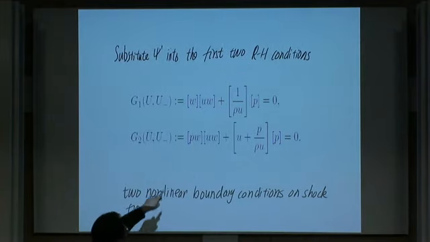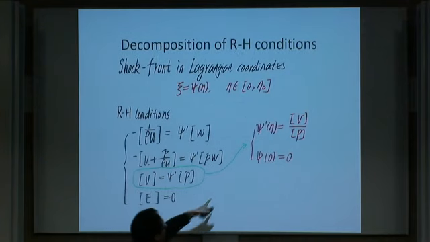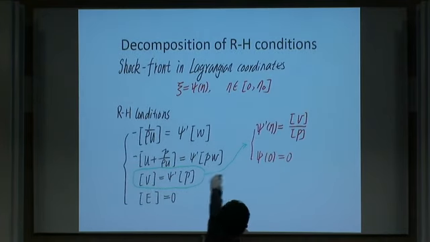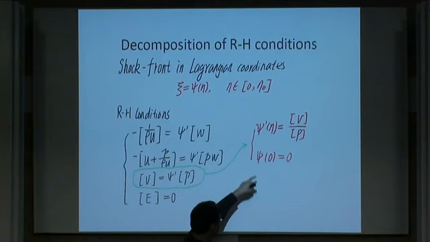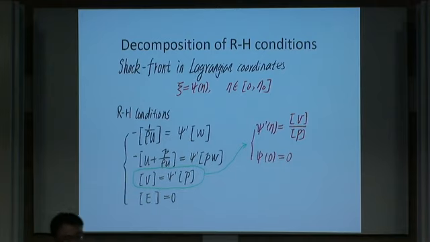Now we substitute psi prime into the first two H conditions. We get these nonlinear boundary conditions, okay, on the shock front. So now on the shock front, we get G1 U, okay, G2 U. Okay, we have these two conditions, and the third one. Okay, the third one is this one. So we have three conditions and get these three G1, G2, and that. Okay. This is a decomposition.